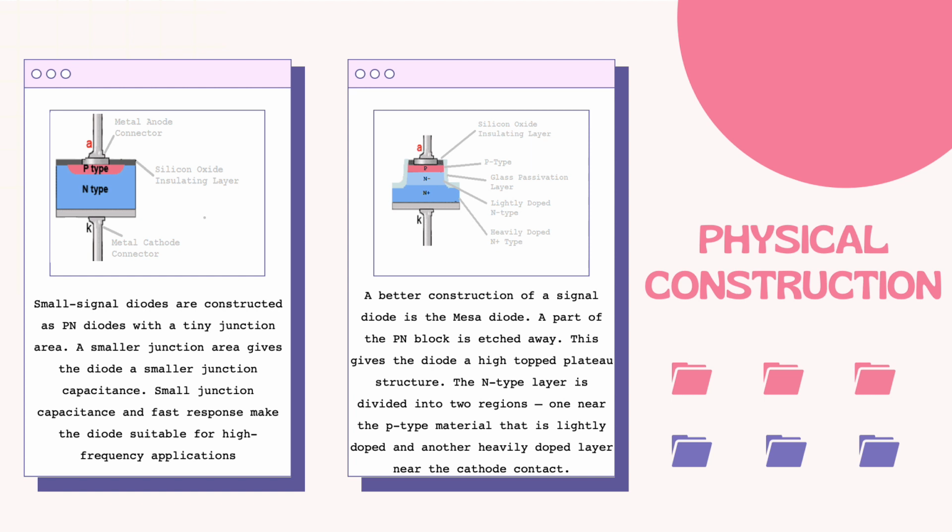Plus, the N-type layer is divided into two regions, one near the P-type material that is slightly doped and another heavily doped layer near the cathode contact. The entire structure is insulated by an encapsulating layer of silicon oxide or passivated glass to protect the diode from oxidation. The mesodiode's construction makes the signal diode more reliable and results in better predictability of its parameters.